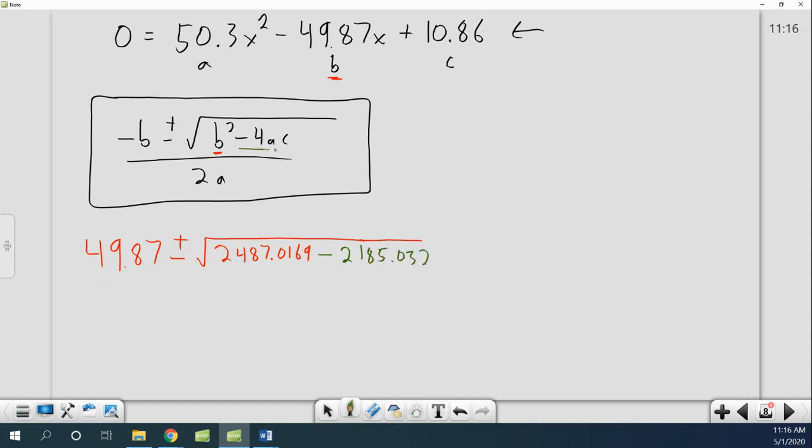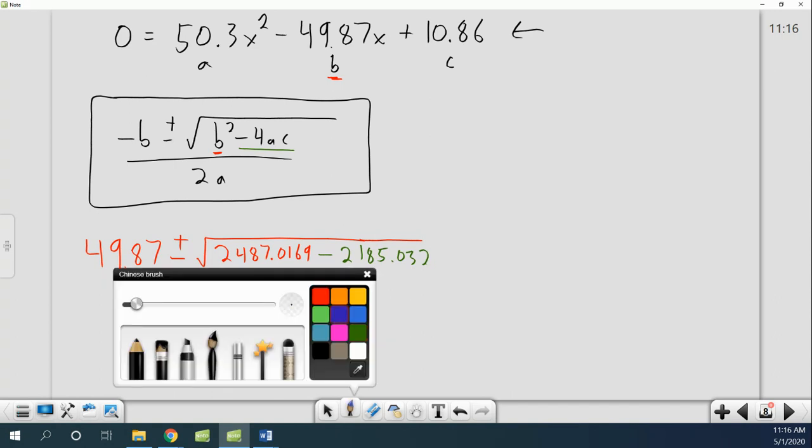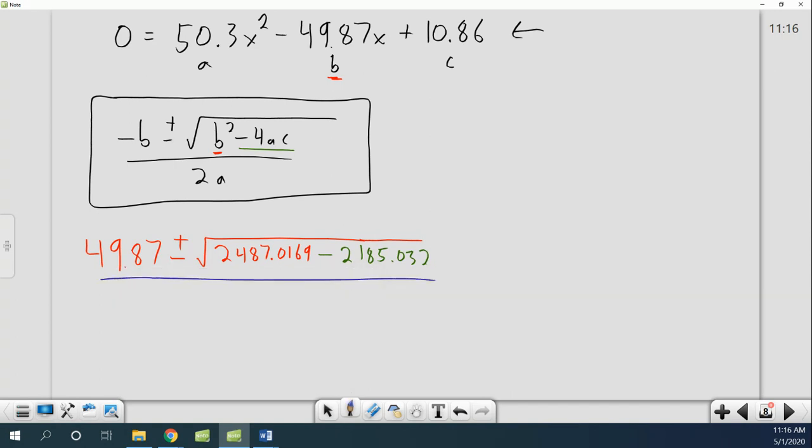2,185.032. So that's this section, all of this over 2a, 2 times 50.3. If your answers aren't working out, 99% of the time, you got stuck with a negative sign. Like where this says negative 4ac here, a lot of times if a or c is negative, that's going to change to a positive, and if you miss that, that's a big place you might end up getting stuck.